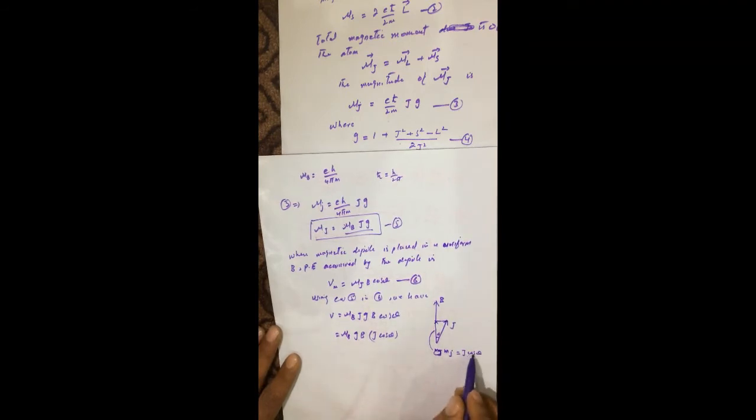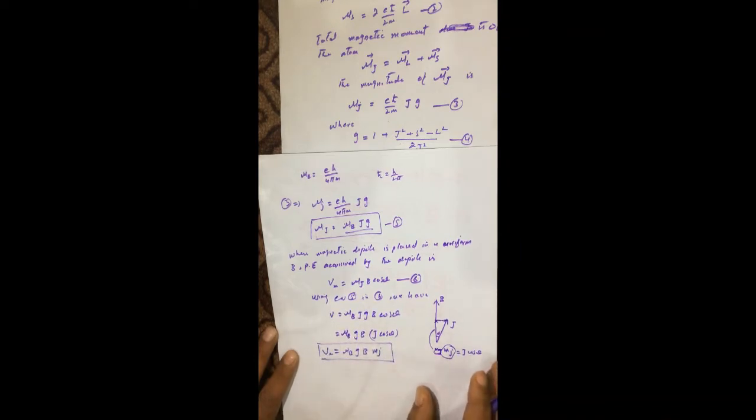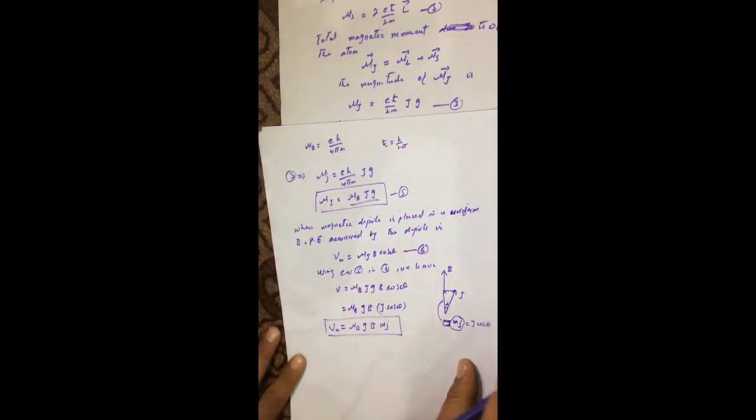So I replace this J cos of theta by the total magnetic quantum number, then we have μB g B into Mj, which is the potential energy acquired by the dipole in the magnetic field. This Mj is basically the projection of J in the direction of the magnetic field. Now this is equation number 7.